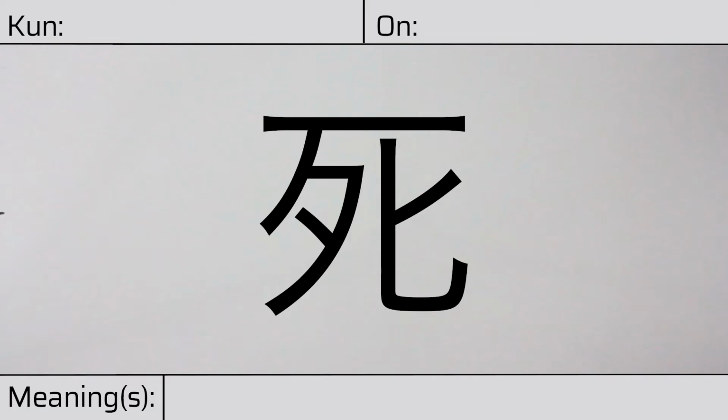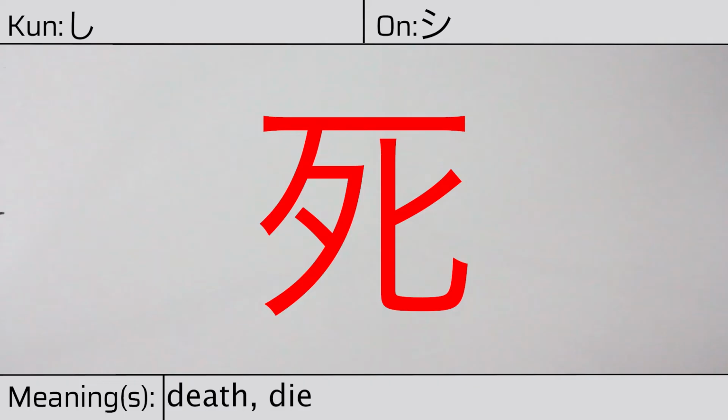Today, we'll be discussing this character. This kanji has kunyomi of shi, and it has onyomi of shi. This character means death or die. It has the following radicals: death, decay, dying, one, spoon, and evening.